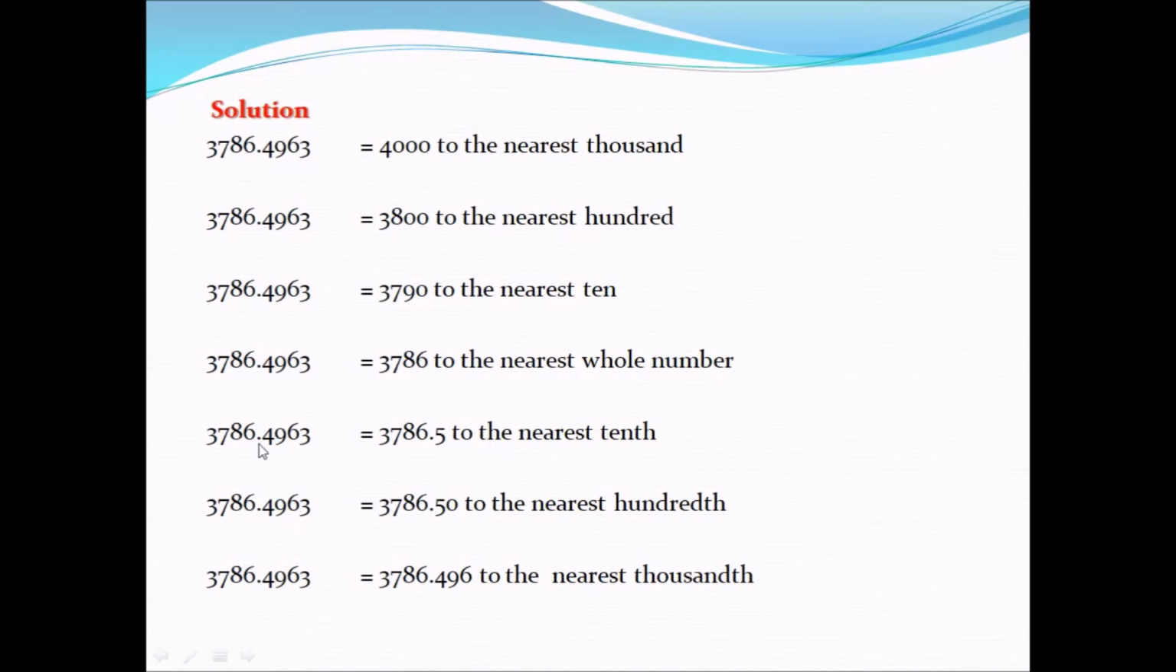To the nearest tenth, we consider these first two. So you check 9. 9, is it up to 5? Yes, it's up to 5, so we call it 1. So this becomes 0.5. To the nearest hundredth, we check this 6. Is it up to 5? Yes, so we'll call it 1 and add up here. We'll have 0.50. To the nearest thousandth, we count 1 2 3. Check the next number. Is it up to 5? No, we'll discard it. So whenever you have th at the back, then you are considering numbers that are coming after the decimal places. So that is it for approximation.